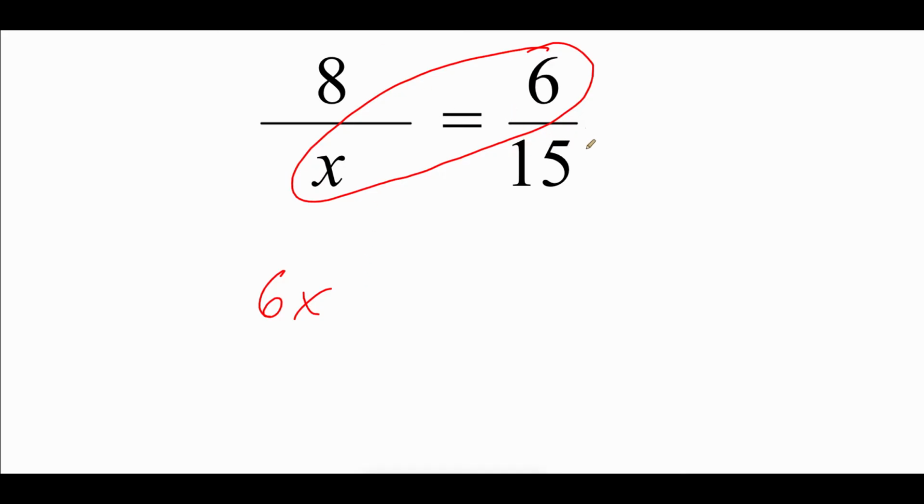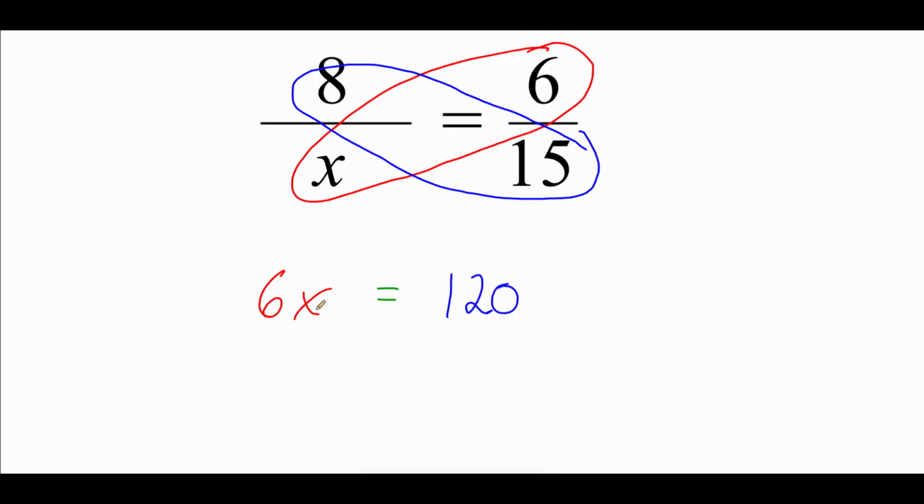And then what I'm going to do is look at the other diagonal and multiply those pieces together. So we're going to be taking 8 times 15. And when we take 8 times 15, we get 120. Now there's an equal sign between these two fractions, so we need to keep the equal sign between these two pieces after we're done multiplying things together.